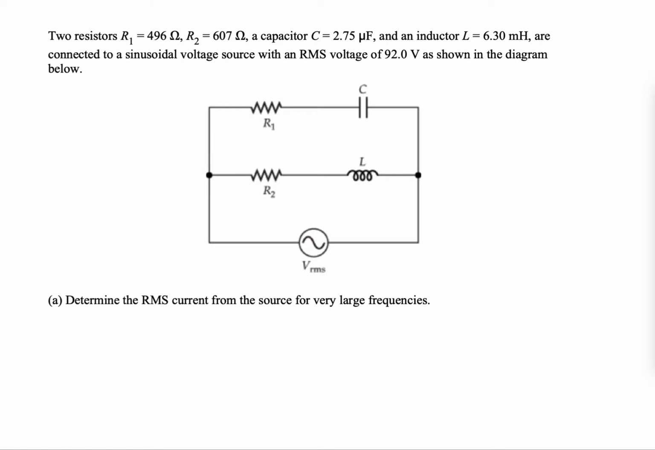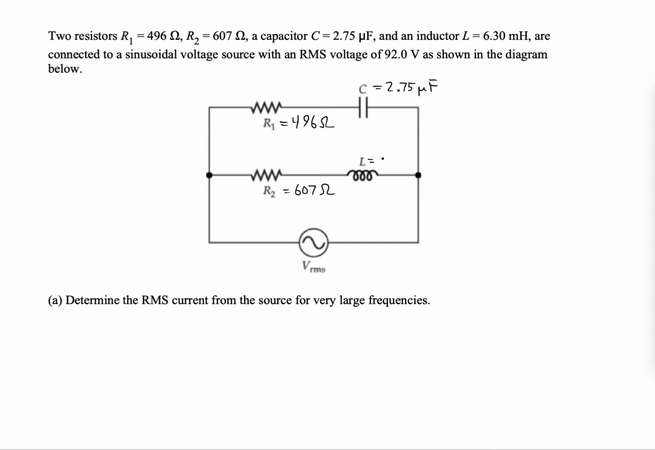This one says two resistors of 496 ohms and 607 ohms are going to be in a circuit with a capacitor of 2.75 microfarads.